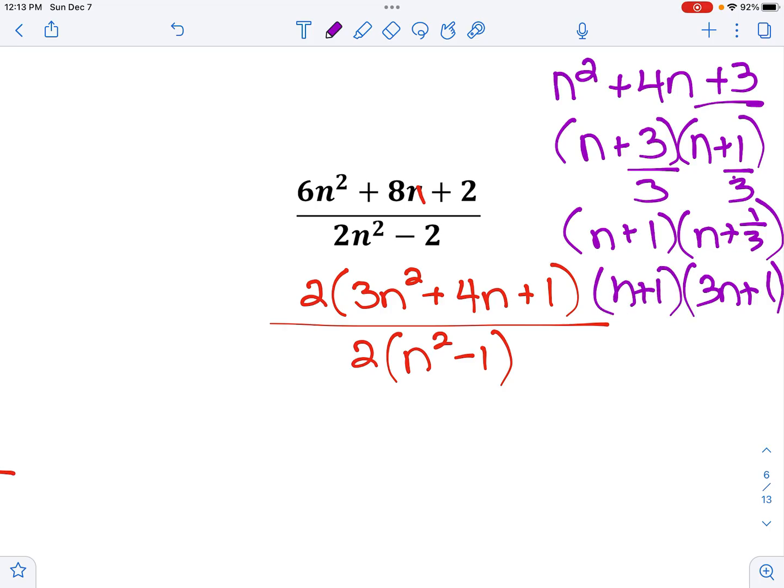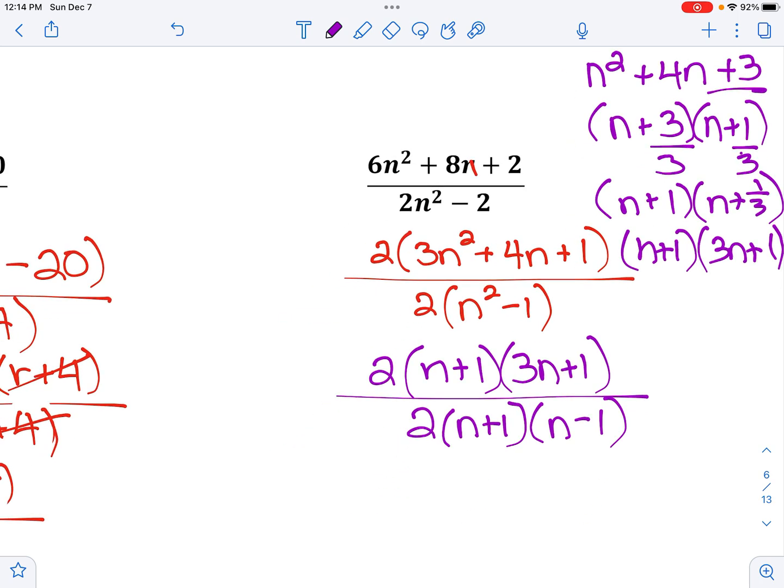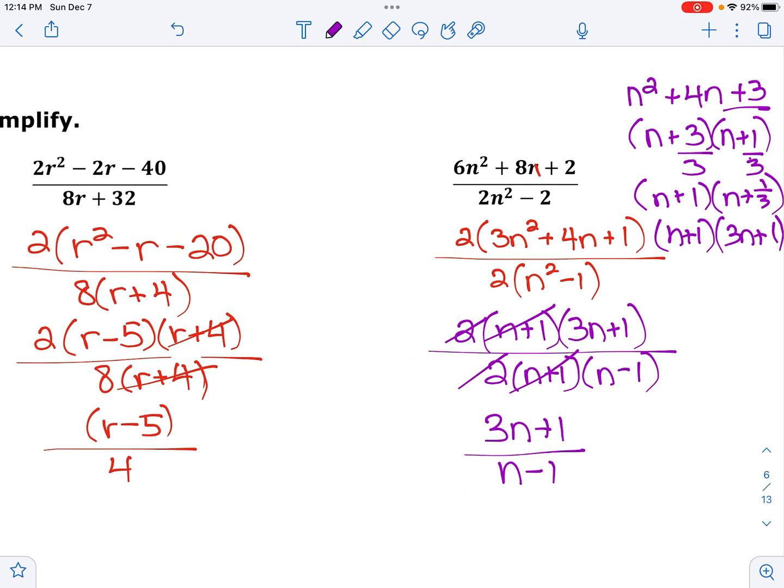Okay. So this ends up being 2 times N plus 1 times 3N plus 1 all over. Now, this is difference of 2 squares. This would be N plus 1 and minus 1. Okay, so I see 2 cancels. N plus 1 cancels. So what I'm left with is 3N plus 1 over N minus 1. Done.